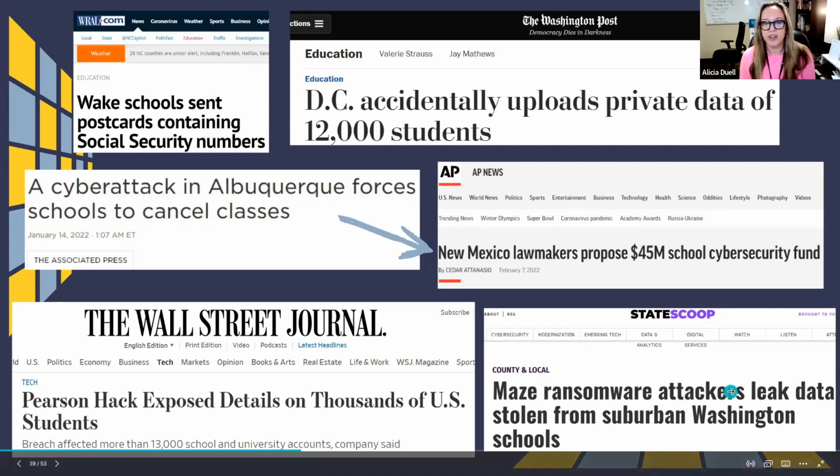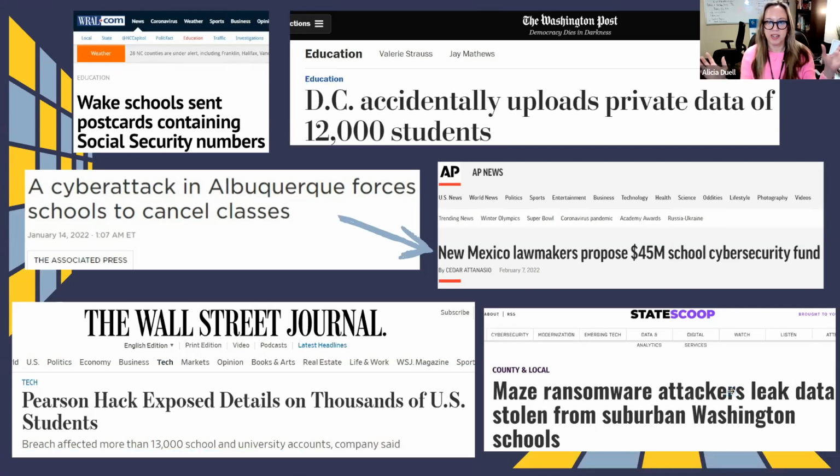Lots of ransomware attacks. That's where basically hackers break into your system and they hold your systems for ransom. In such cases, your school might pay, or you're not supposed to, but sometimes organizations do actually pay to get their systems unlocked again.